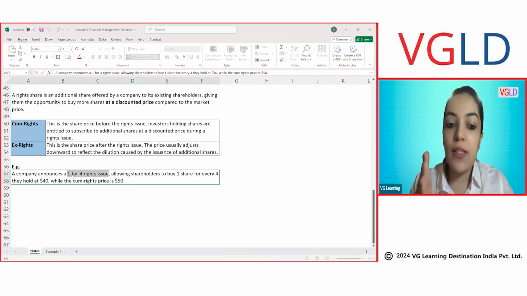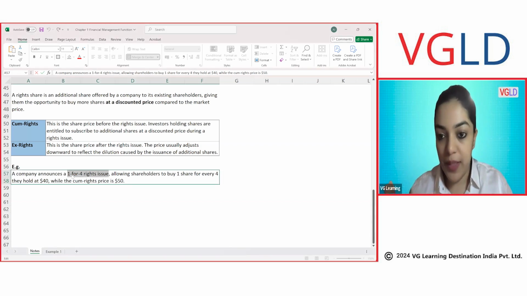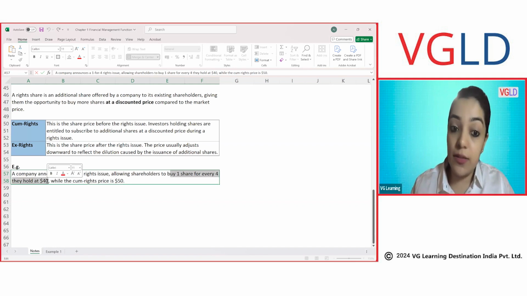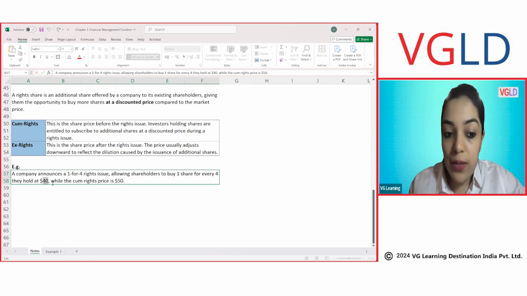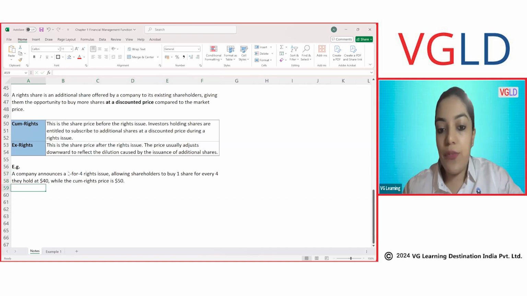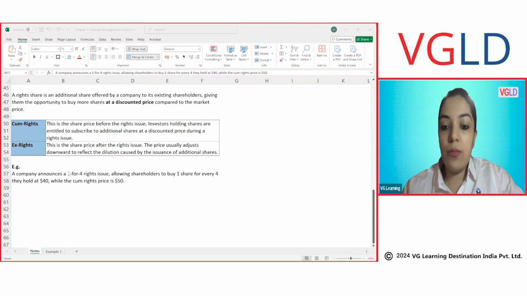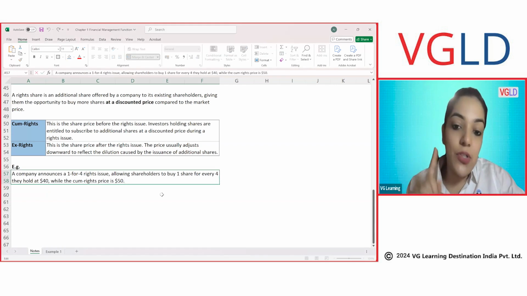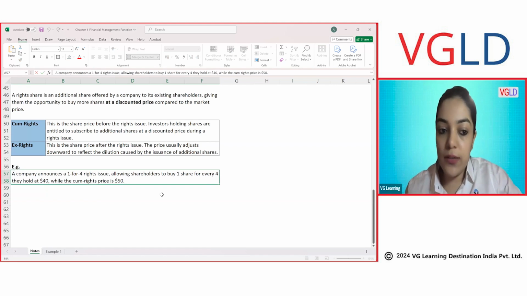So a company announces a 1-for-4 rights issue, meaning for every 4 shares held, you get 1 rights share, allowing shareholders to buy 1 share for every 4 shares they hold at $40. So this is the discounted price, while the cum rights price is $50. This is the cum rights price. And they are getting one share for every 4 shares held at $40.